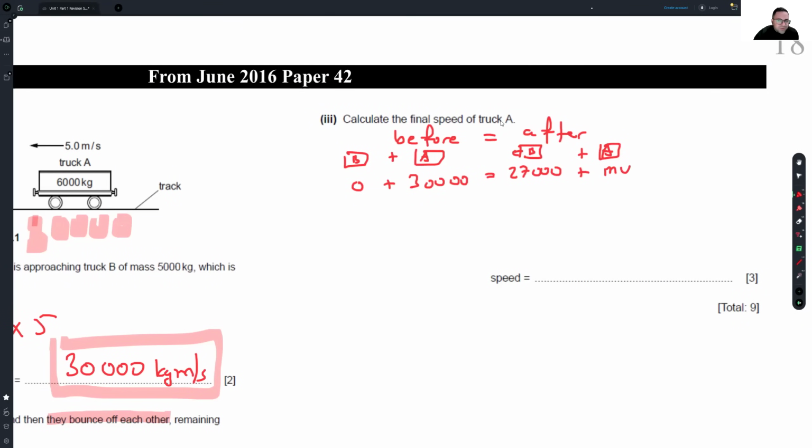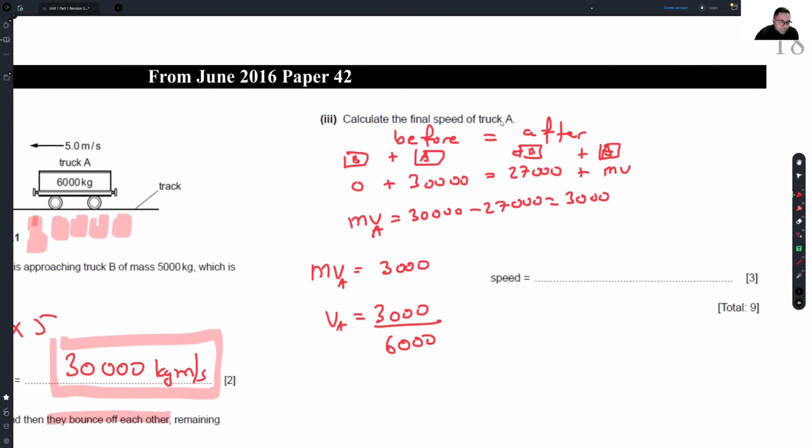I'll call it mv for now. What's the momentum of A after collision? So the mass times velocity of A after the collision is equal to 30,000 minus 27,000, which is 3,000. That's the momentum. I don't want the momentum, I want the speed. So if mv for A is 3,000, because that's the change in momentum, that means V is equal to 3,000 divided by 6,000, because the mass of A is 6,000. It's on the question, which is 0.5. So 0.5 meters per second.